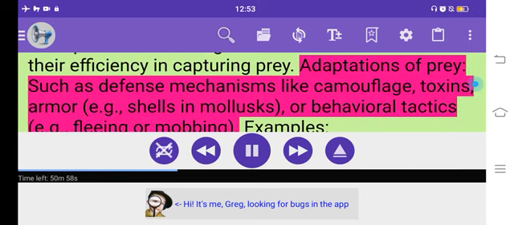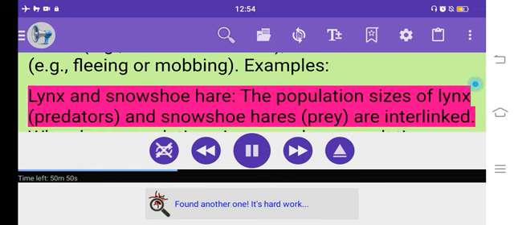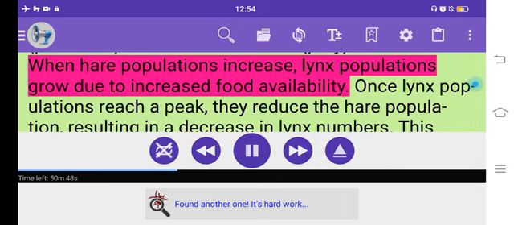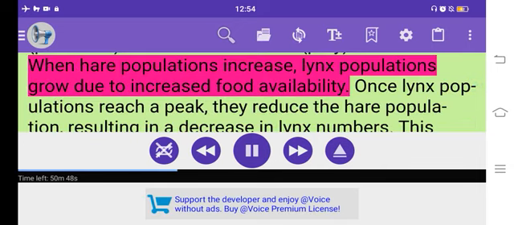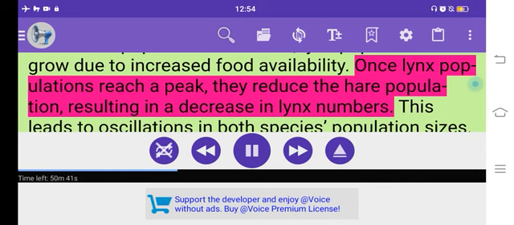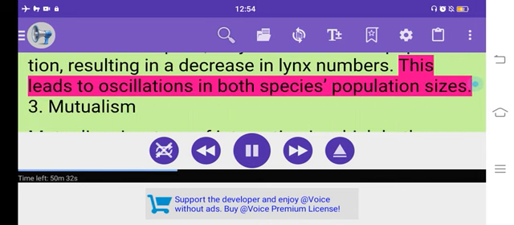Adaptations of prey, such as defense mechanisms like camouflage, toxins, armor, e.g., shells in mollusks, or behavioral tactics, e.g., fleeing or mobbing. Examples. Lynx and snowshoe hare. The population sizes of lynx predators and snowshoe hare prey are interlinked. When hare populations increase, lynx populations grow due to increased food availability. Once lynx populations reach a peak, they reduce the hare population, resulting in a decrease in lynx numbers. This leads to oscillations in both species' population sizes.